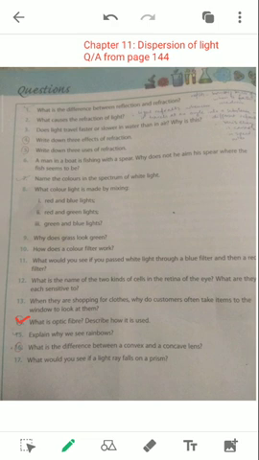Explain why we see rainbows. Okay, in here you have to have the knowledge of the white light and rainbows. So before answering this question, you have to read about how rainbow is formed, what is basically rainbow, and where we get it. Okay, so you'll be able to answer it.